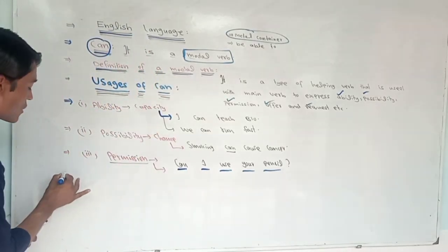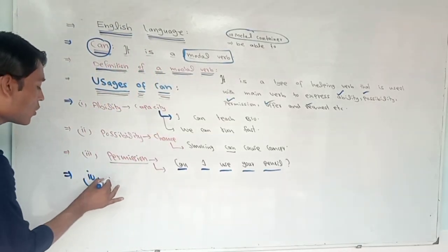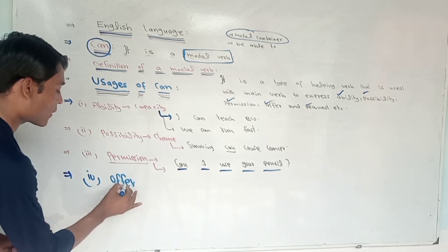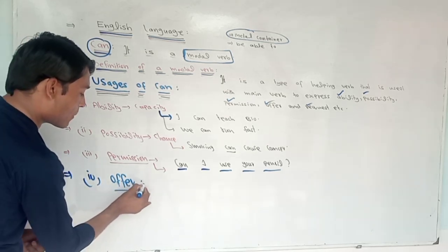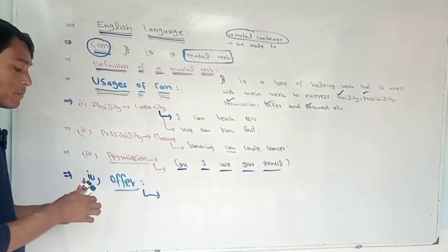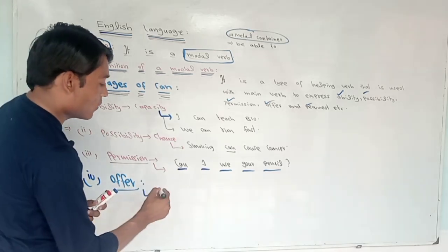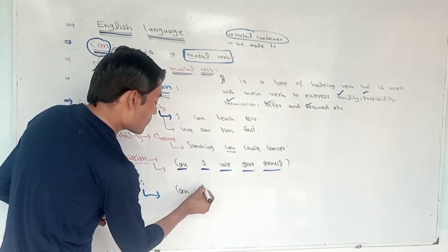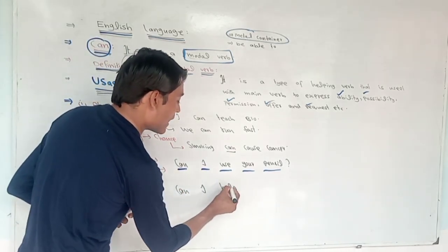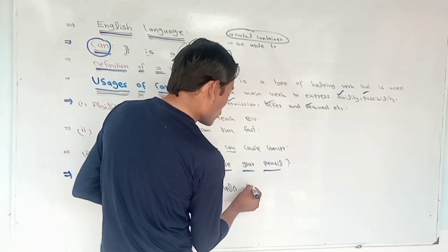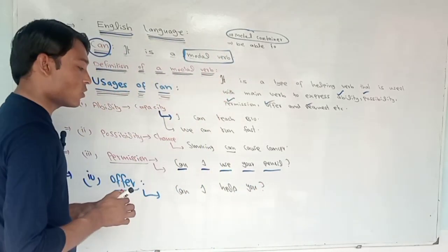Now let's talk about usage number four, which we call offer. For what purpose can you use it? For example, I say, can I help you? Can I help you? So it is called here an offer.